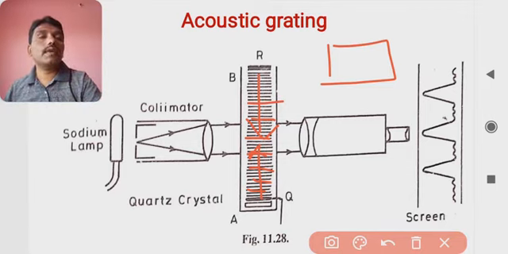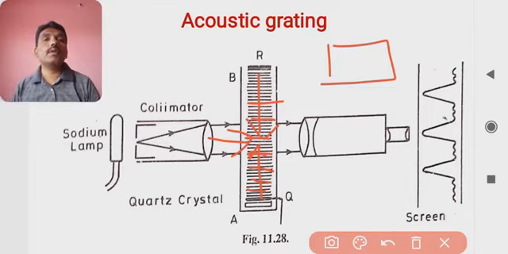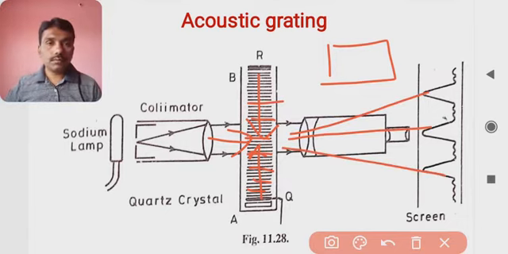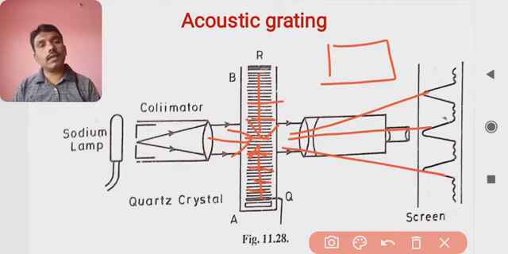And due to this, whenever the sodium light beam is incident on this stage, it will work as a diffraction pattern. This acoustic grating works as a diffraction grating, and you will get there through this telescope a diffraction pattern at the screen. This is what all the things are going to be happening.